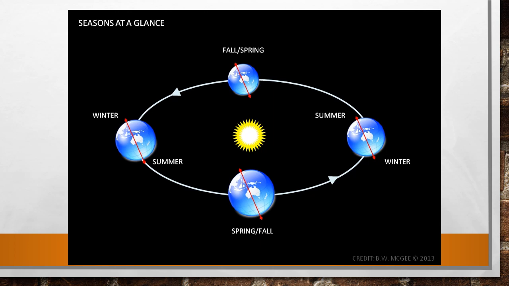So because of revolution on an inclined axis, the seasonal changes are not abrupt. It's not that today is winter and tomorrow all of a sudden it becomes summer. The seasonal changes happen gradually as the Earth continues to revolve around the Sun on an inclined axis.